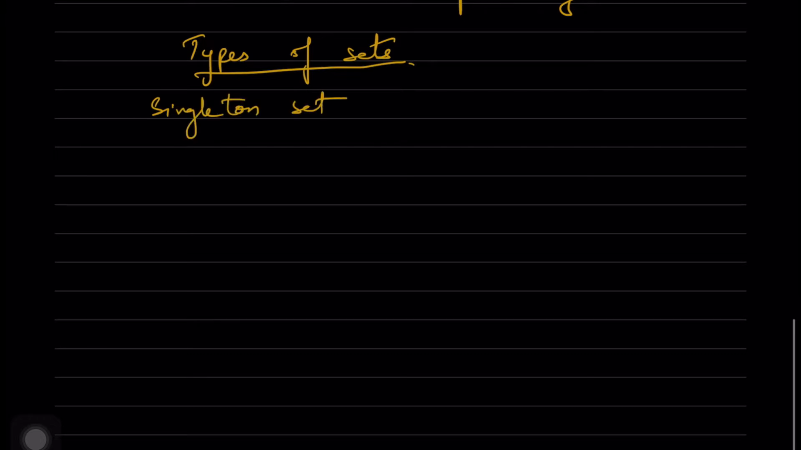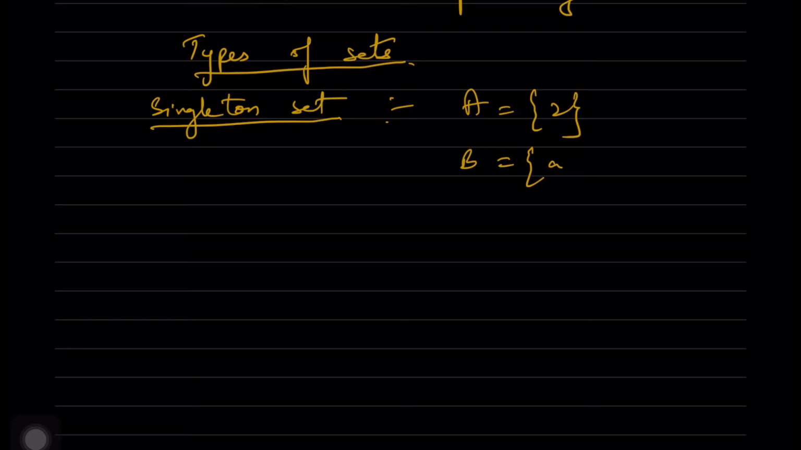A singleton set is a set which consists of only one element. That is, suppose I define A is equal to 2, or B is equal to some alphabet A. Therefore this consists of only one element, so it is said to be a singleton set.